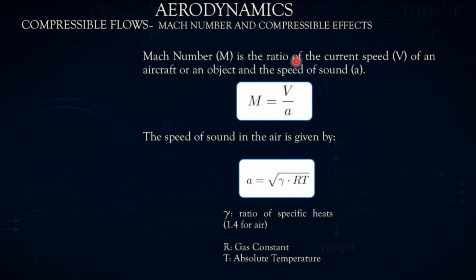The Mach number M is the ratio of the current speed V of an aircraft or an object and the speed of sound A. That's the difference between them. So M equals V over A. Of course, when the speed is equal to the speed of sound, you have M equals 1, which is traveling at exactly the speed of sound before the sound barrier breaks, before the sonic boom. The speed of sound in the air is given by A equals the square root of gamma times R times T, where gamma is the ratio of specific heats, 1.4 for air, R is the gas constant, and T is the absolute temperature in Kelvin.